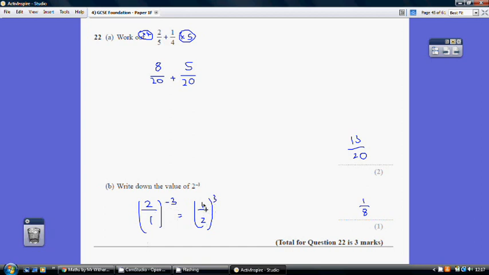I then have to cube the top number and cube the bottom number. 1 cubed is 1 times 1 times 1, which is 1. And 2 cubed is 2 times 2 times 2, which is 8. So 1 over 8.